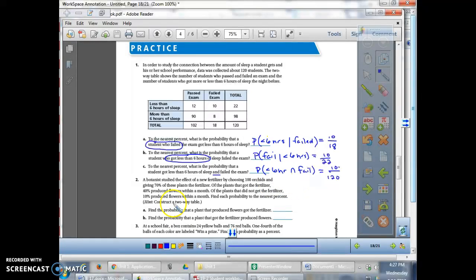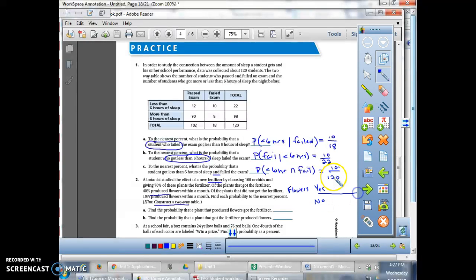So when I construct the two-way table, I need to start with my two pieces of information. So first, I need to know whether they got the fertilizer or not, the new fertilizer, and then I need to know whether they produce flowers. So I'm going to say flowers, and I'm going to say yes or no.